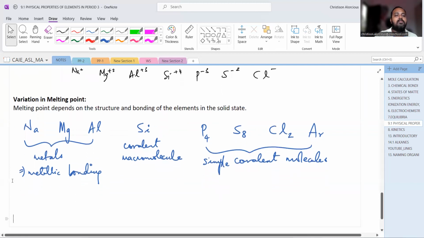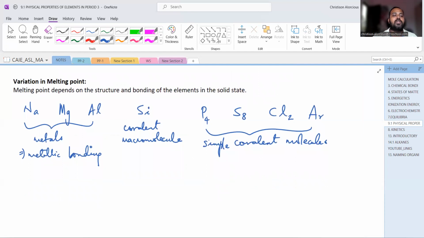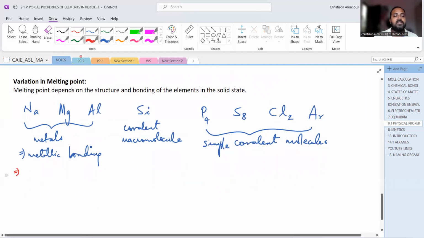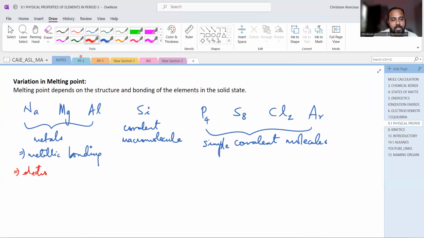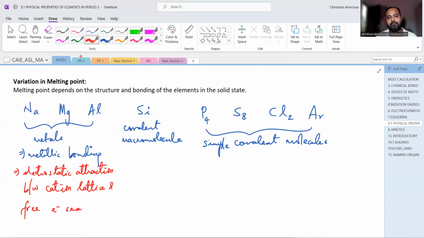So what are the forces that are holding these structures together? In metals, the forces holding it would be the electrostatic force of attraction between the cation lattice and the delocalized free electrons. Basic grade 9 metallic bonding: you talk about the ions being arranged in neat rows and columns, called your lattice, and surrounded by a sea of delocalized electrons.